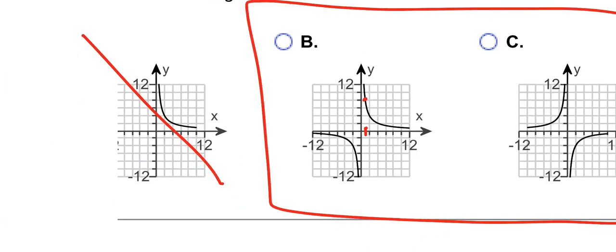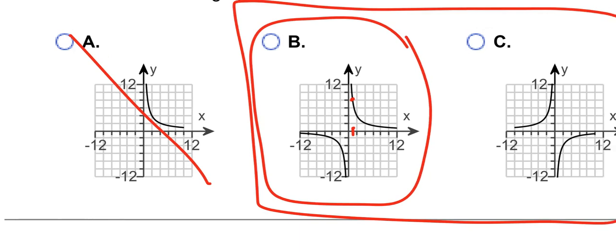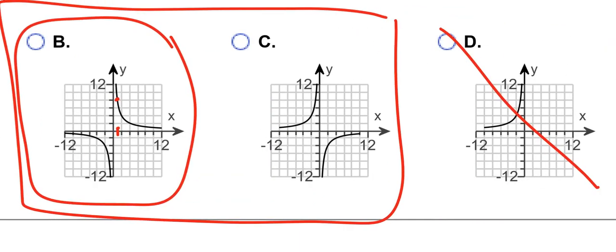Ding, ding, ding, we found the winner. Weird sound effect, huh? 1, 8 is not on this graph. If you're looking at it, that blue dot does not hit any of the parts of that graph, so that couldn't possibly be it.